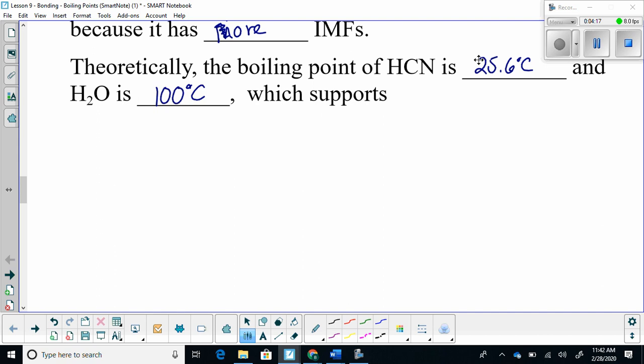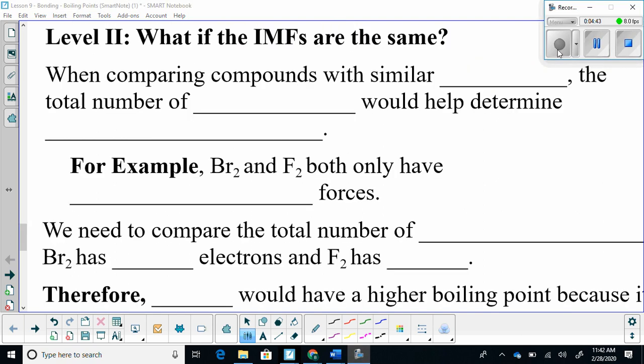Okay, so this makes sense with the theory. Water boils at 100 degrees Celsius. We know that. It is much higher than hydrogen cyanide, which boils at 25.6 degrees. This one has 3 intermolecular forces. This one has 2. The more intermolecular forces, the stronger those bonds are, the harder they are to break. Now, what if we get into this situation where they have the same number of intermolecular forces? How are we going to decide who is going to have a higher boiling point?